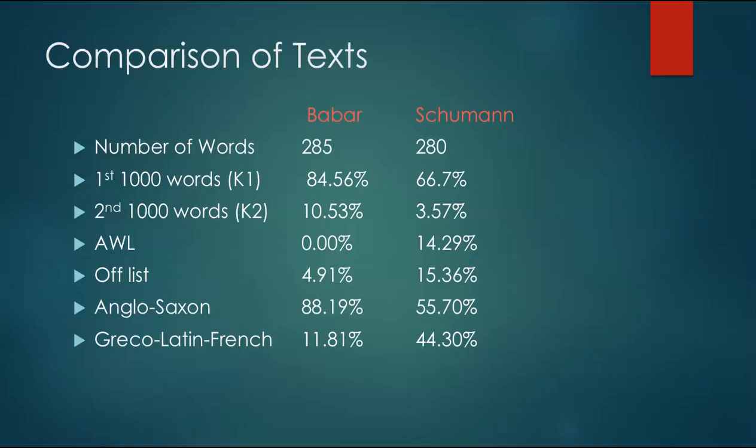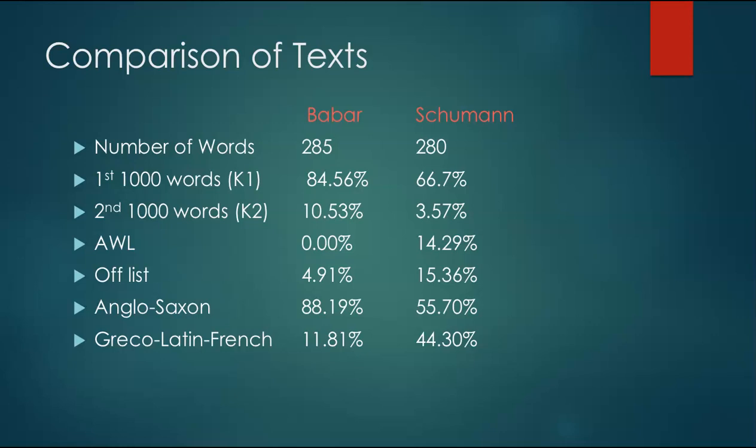So when we compare these two texts, Babar and then that abstract by Schumann, we can see that although they have a similar number of words, the K1 and K2 words, there's just far more of them in Babar, far fewer of them in Schumann. AWL, none of them in Babar, many, many of them in Schumann, and so on. It'll also give you the root of those words, whether they're Anglo-Saxon or Greco-Latin French. That's probably not as important to you for your purposes.